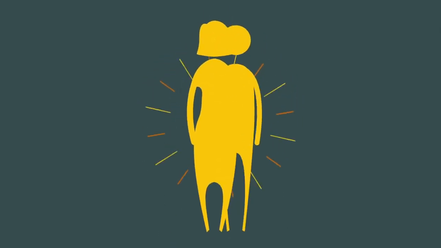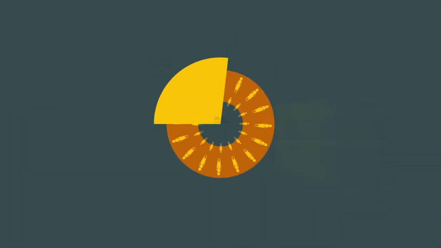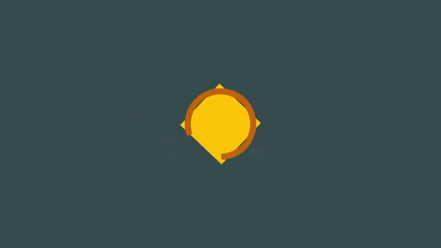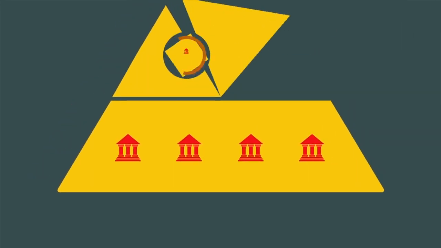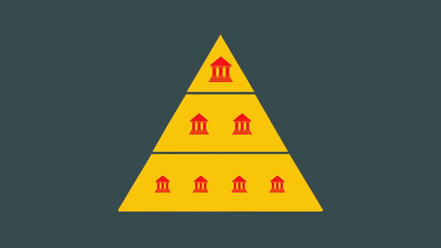Like tens of thousands of people every year, you are about to lodge an application with the European Court of Human Rights. First, make sure your application meets all the admissibility criteria, in particular that you have raised your complaint before all the relevant courts in the country concerned, and that you are within the deadline for lodging your complaint with the court in Strasbourg.